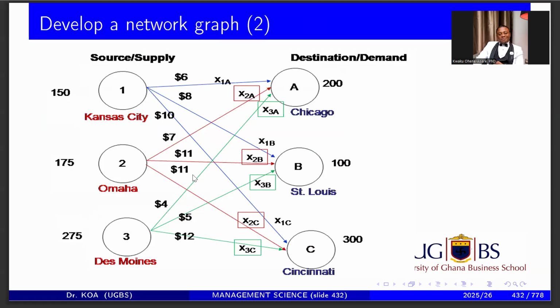Next one. We have to go forward and now formulate the objective function. And when you're formulating the objective function, your eye should look at the graph and nothing else.